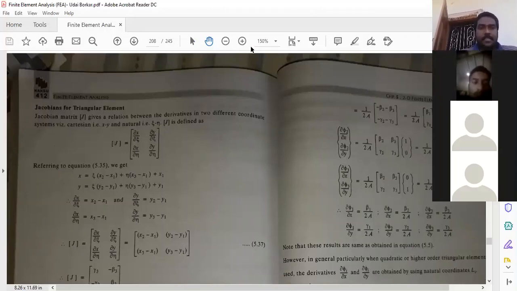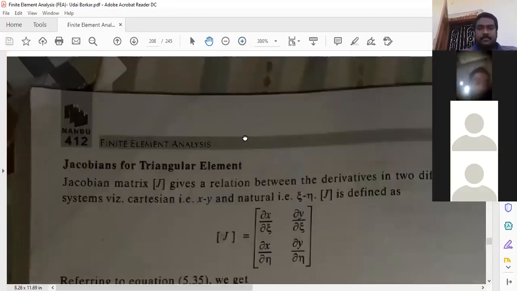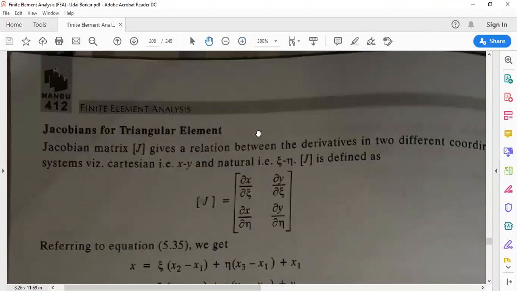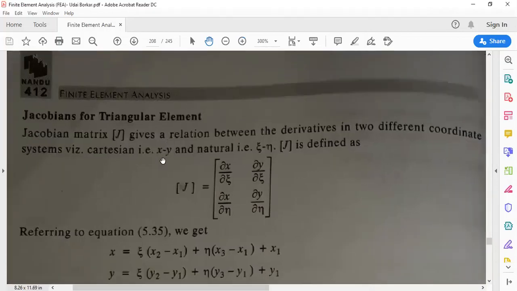So here you can see what the Jacobian matrix is. Can everyone see this? The Jacobian matrix is the relationship between the derivatives in two different coordinate systems, that is, Cartesian coordinates and natural coordinates. It is given by del x upon del zeta, del y upon del zeta, and then del x upon del eta, del y upon del eta.